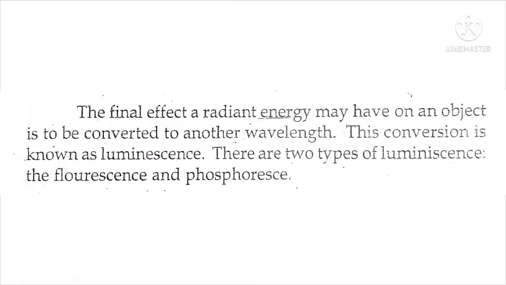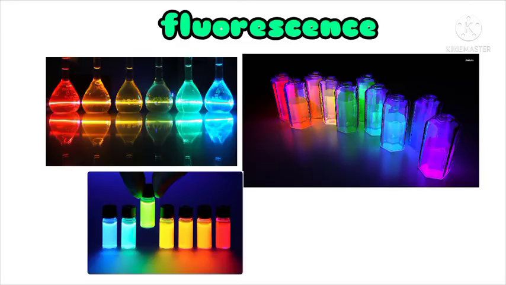There are two types of luminescence, fluorescence and phosphorescence. Fluorescence is the ability of an object to convert one wavelength to another as long as the active energy source is irradiating the object. So here are some images of fluorescence.